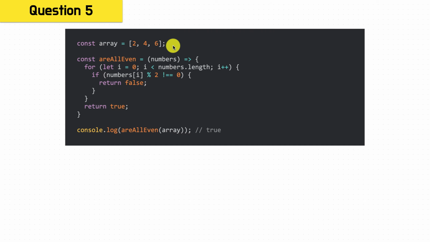Here we have an array of numbers. We want to write a function allAreEven, then it iterates through each number, checks that the modulo of 2 is not equal to 0. If this is true, then at least one of the items is not even, and it returns false. If it iterates through all of these items, it never returns false, then they all must be even, so it returns true.